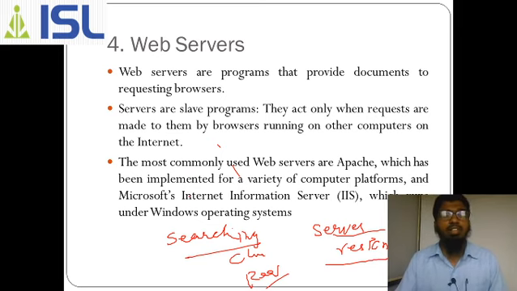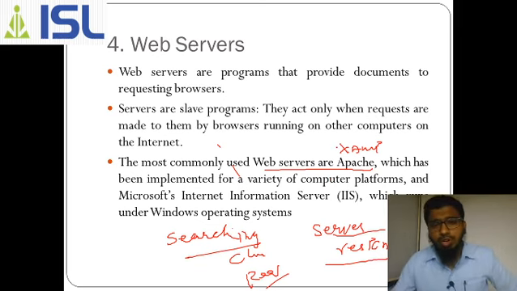Okay, and there is Microsoft Internet Information Server, IIS, which runs under the Windows operating system. And the most commonly used web server is Apache. Okay, there is XAMPP software, XAMPP is also there. WAMP is there. So based on your software, you can use the servers. Okay, that we are going to see.